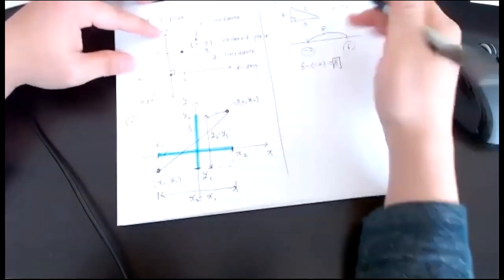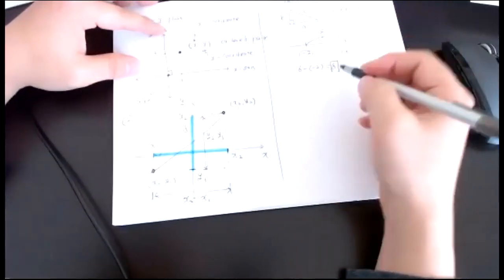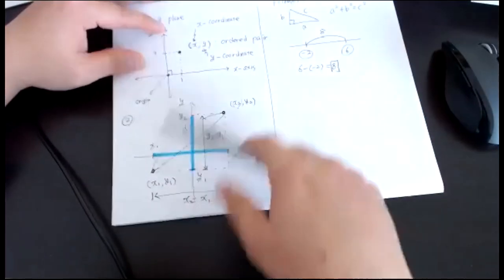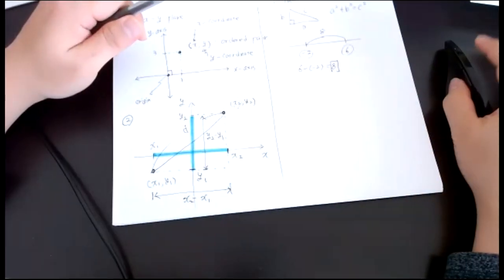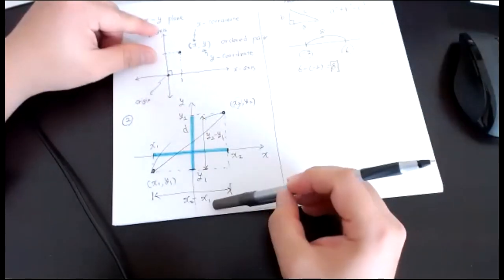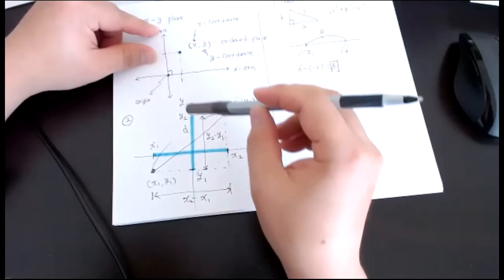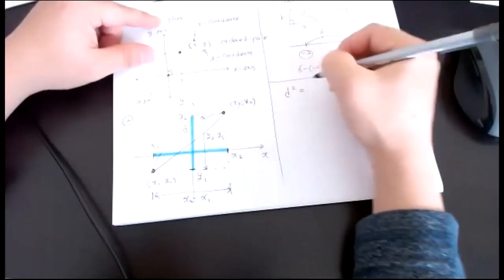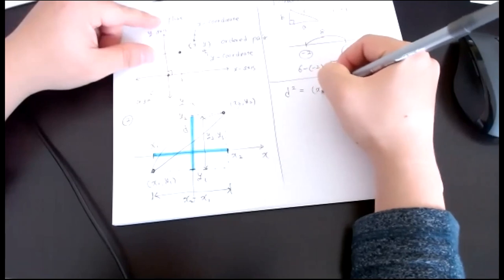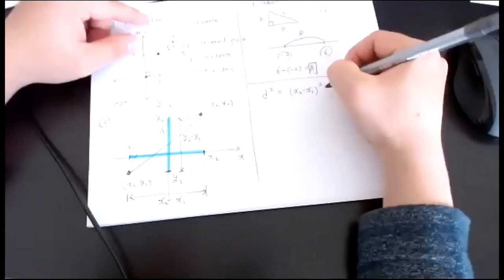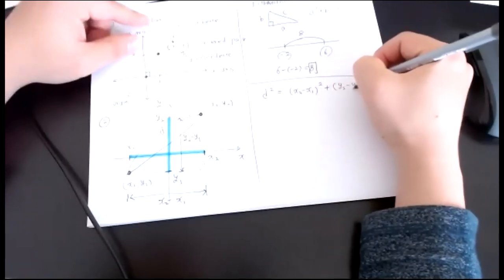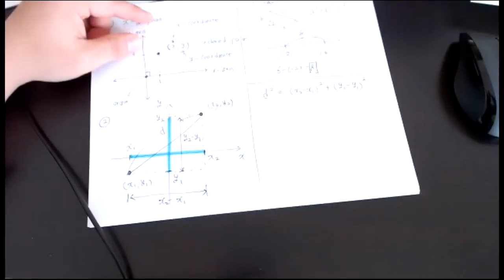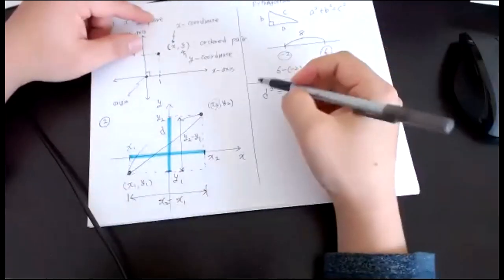Okay. So then we're going to apply the Pythagorean theorem. x2 minus x1 squared plus y2 minus y1 squared is equal to d squared, right? So fine, we got this. d squared is equal to x2 minus x1 squared plus y2 minus y1 squared. But we want to find d, not d squared, right? So we take a square root.